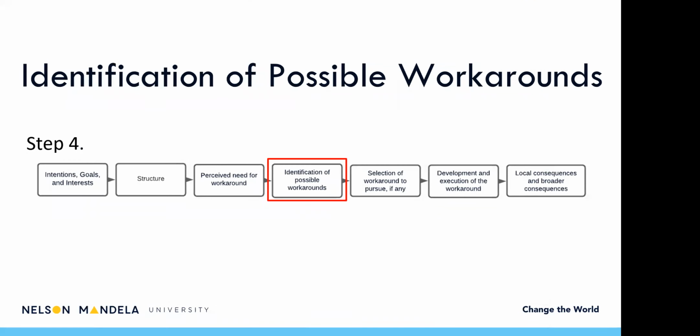Identification of possible workarounds. This is triggered by the perceived need for a workaround. Employees consider the costs, benefits, and risks when obstacles are encountered, and they perceive a need for the workaround. During this stage, the employee could choose to follow through with the work or go forward with a workaround, or back out if the risk is perceived to be too high.